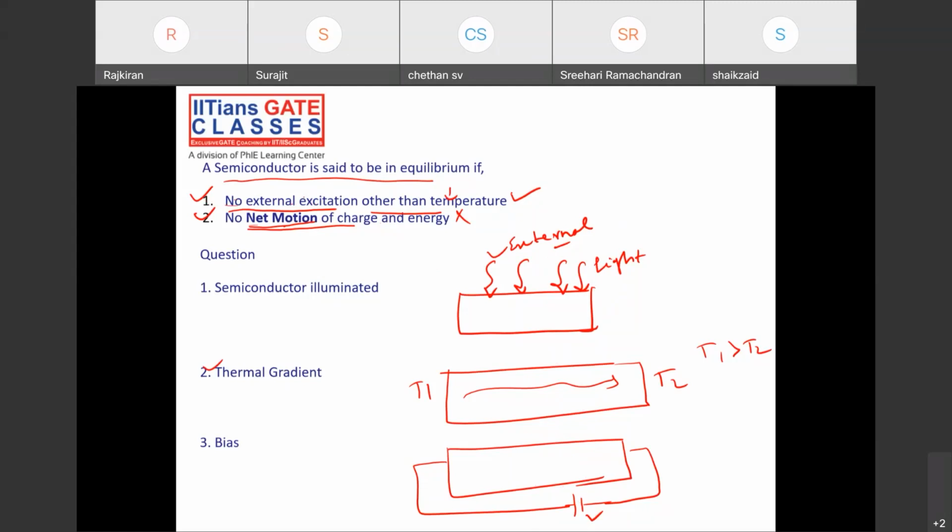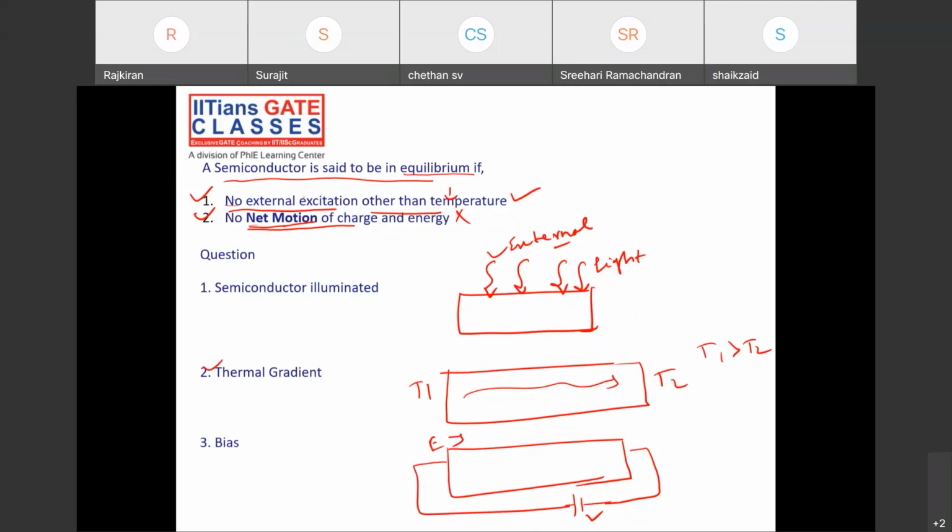Since the first criteria is not met, I need not go to the second criteria at all, right? Yes, sir. There is an external electric field, so it's not in equilibrium. Clear? This equilibrium we will come across thousands of times in the course. That's why I have given some examples to make you understand what equilibrium is.